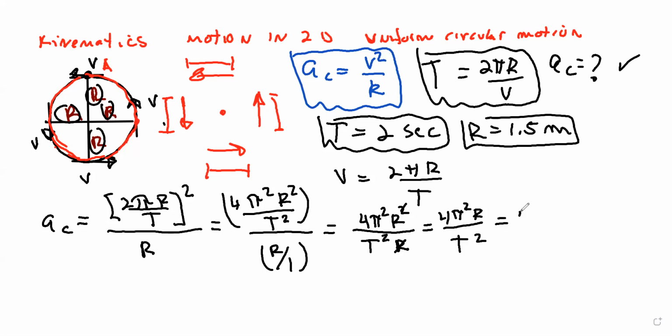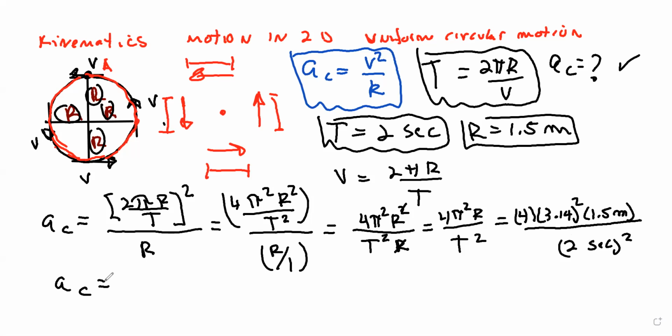So we can solve this one. It's going to be 4 times 3.14 squared times 1.5 meters, divided by the period, which is 2 seconds, squared. So our centripetal acceleration is going to be, if you do all that math, 14.79, and you can see the units: meters per second squared. So you do have your centripetal acceleration.